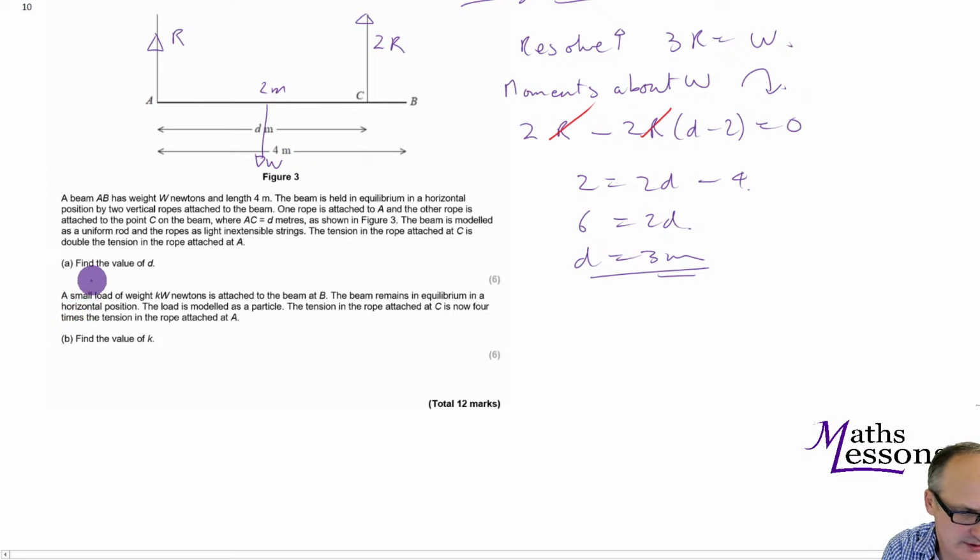Now, for this part, we've got a small load of weight kW newtons is attached to the beam at B. So we've got kW going on here. The beam remains in equilibrium in the horizontal position.